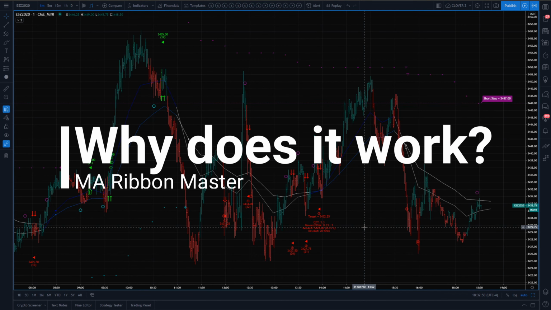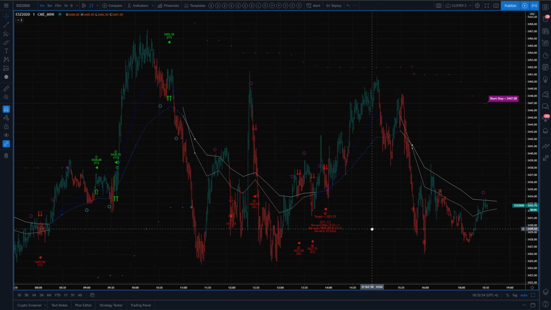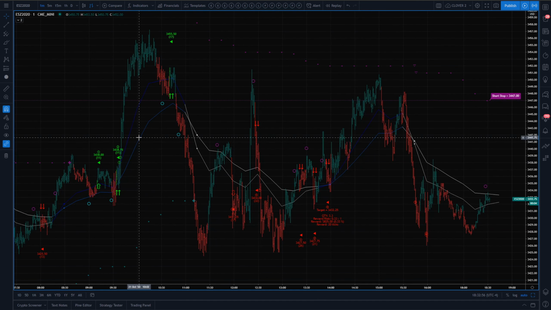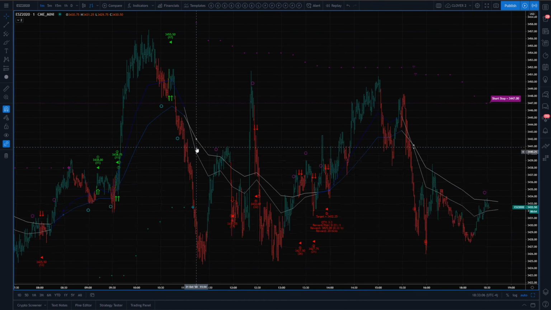And why does this work? With the EMA settings how they are, the fast and the slow EMAs here that are in blue and white, they're very, quote, fast. I'm making quotation marks with my fingers. And since they're so fast, it's very difficult to form a trade by back testing the EMA ribbon and then forming a trade to go back in the direction of the current EMA ribbon.